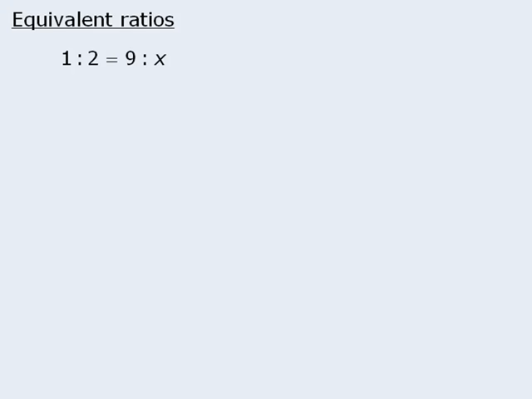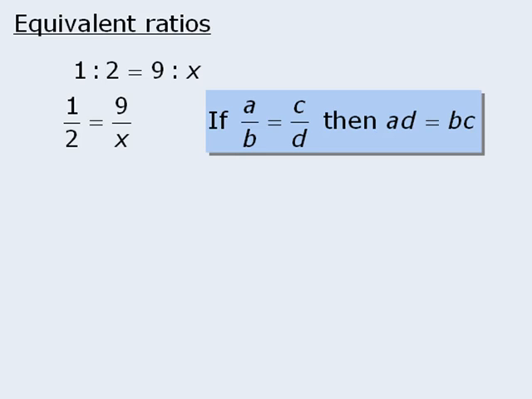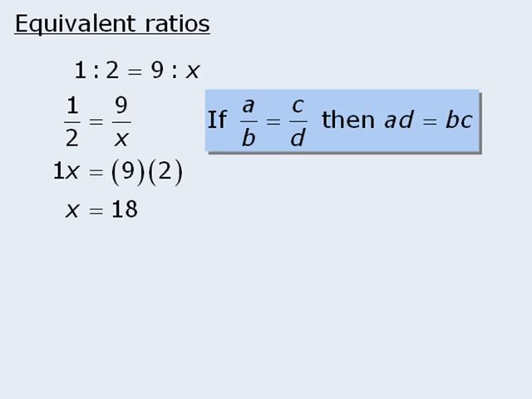Now, a common question type related to equivalent ratios is one where we are told that 2 ratios are equal and we need to solve for some unknown value. To solve this type of question, we first rewrite the equivalent ratios using fraction notation, and then we apply the following rule. So when we apply this rule and cross-multiply, we get the following equation, and when we simplify the right-hand side, we get x equals 18. So the ratio 1 to 2 is equal to the ratio 9 to 18.